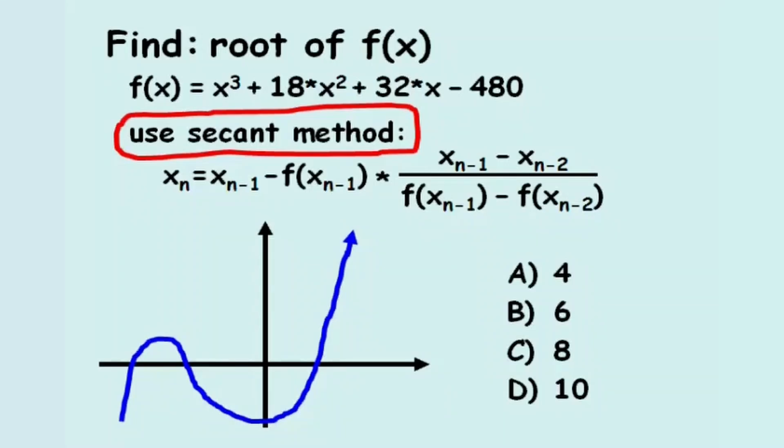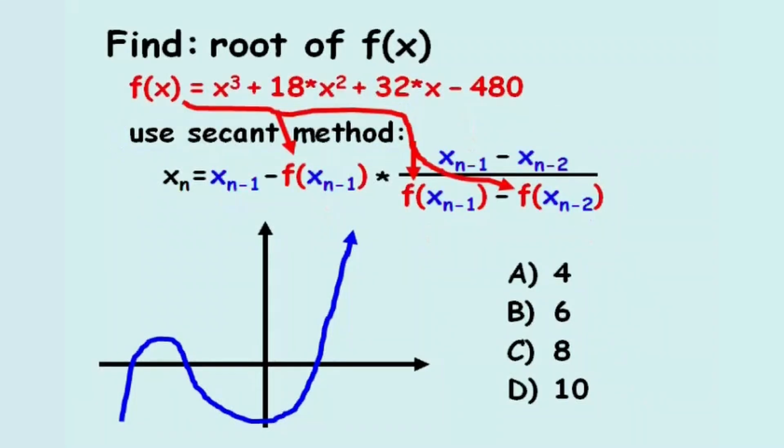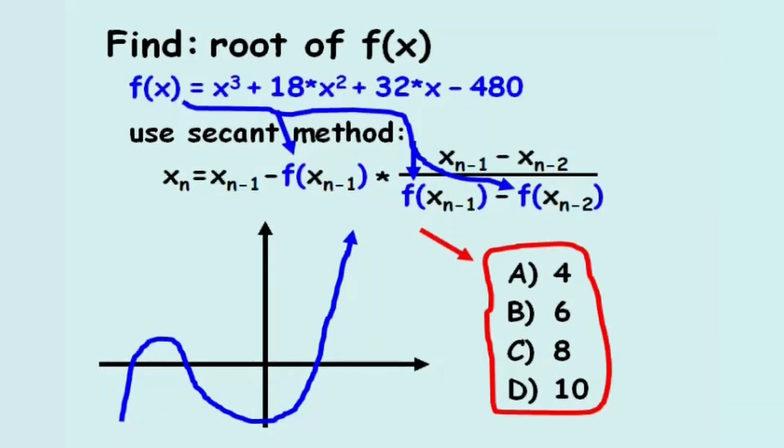The secant method starts with two initial points, xn minus 1 and xn minus 2, as well as the function itself, f of x. We notice the possible answers range between 4 and 10. Therefore, we'll choose two initial values outside the range where xn minus 1 is closer to the range than xn minus 2.